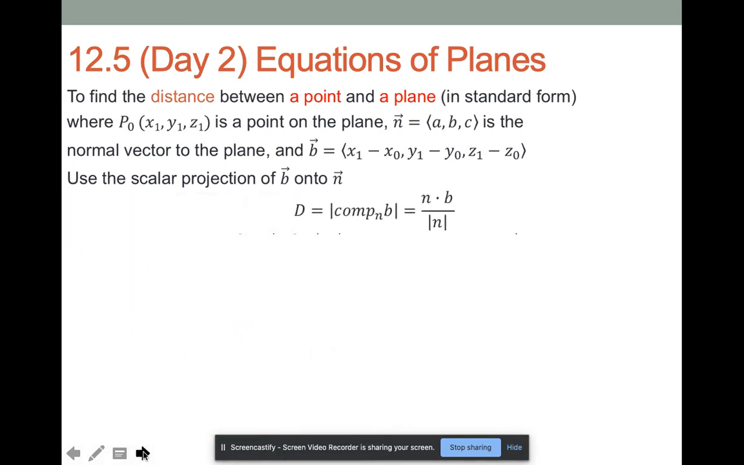The formula for the component of B onto N, and remember, I want a positive value, a distance, is the dot product divided by the magnitude of where your shadow is. The dot product of the vector where the shadow is with the vector you're doing the projection of. So what does that look like? Our normal vector is A, B, and C. And here is vector B.